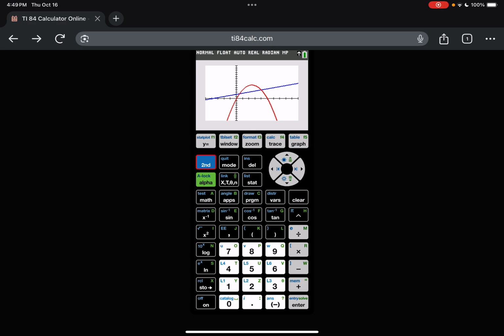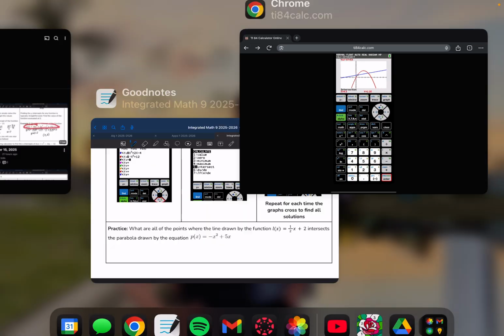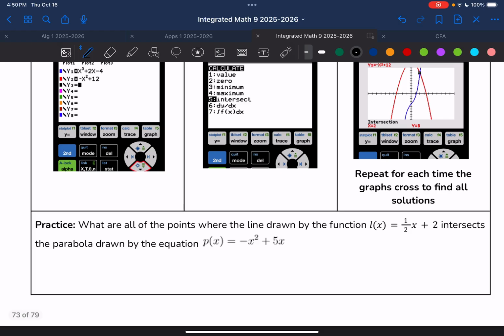We see that we have two different intersection points, so we want to make sure that we find both of those. Let's start with the left one over here. Enter, enter, enter. We see that it is when x is equal to 0.5, so it's 0.5 comma 2.25.